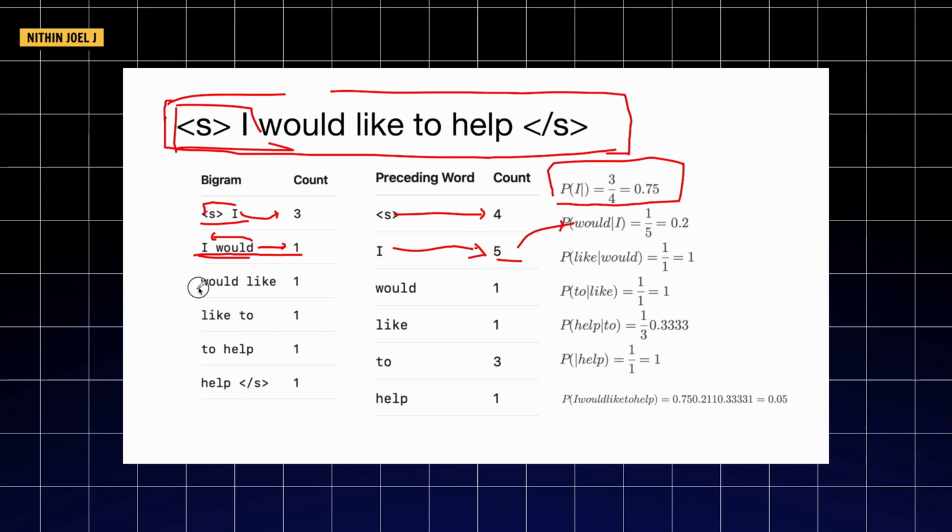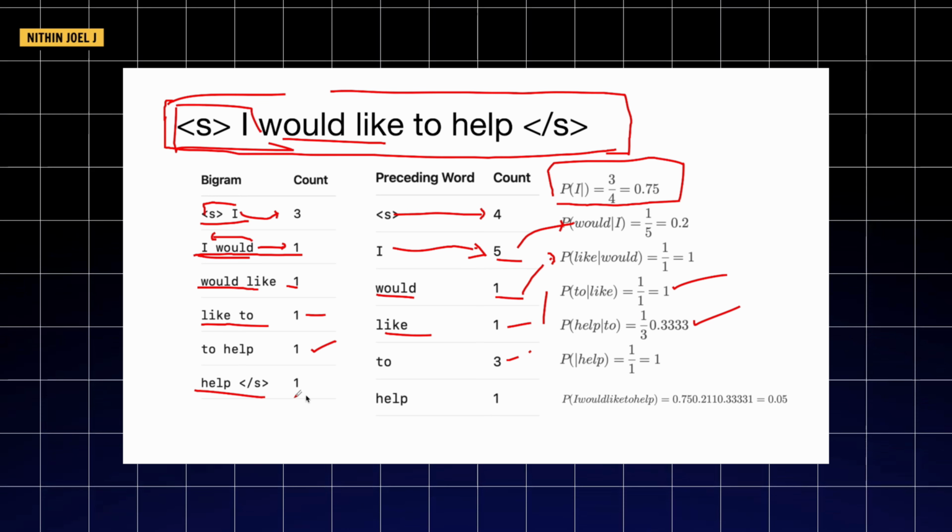So next, would and like. The count of would and like occurring together is 1 time, and would alone occurred 1 time. So you have 1 by 1, which is 1 over here. And like and to occurred together 1 time and like alone occurred 1 time. So to like is nothing but 1 over here. And to help is 1 and to is 3. So you got 1 by 3, which is 0.333.